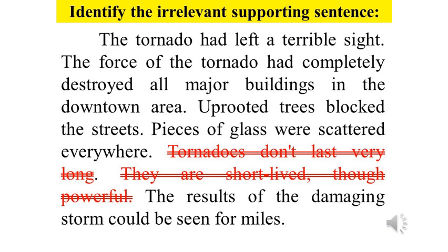Okay, dear students, you see here the two irrelevant sentences. Tornadoes do not last very long. This is an irrelevant sentence. Another sentence, they are short-lived, though powerful. This is another irrelevant sentence. They are not related to the topic sentence. So you should exclude the sentence and write the right or related sentences that are very much related to the topic sentence.